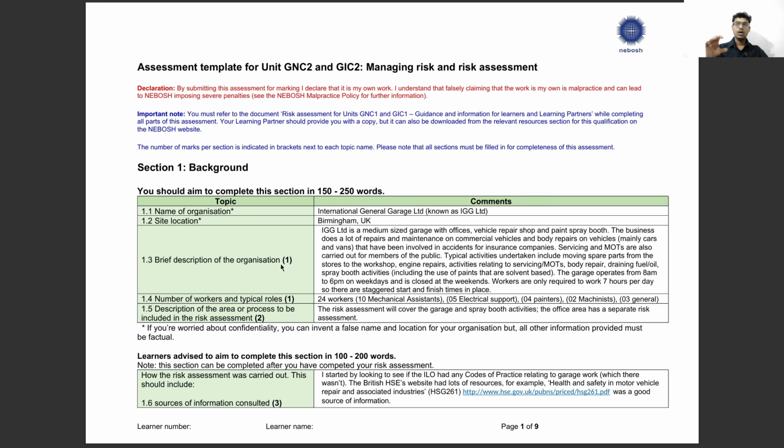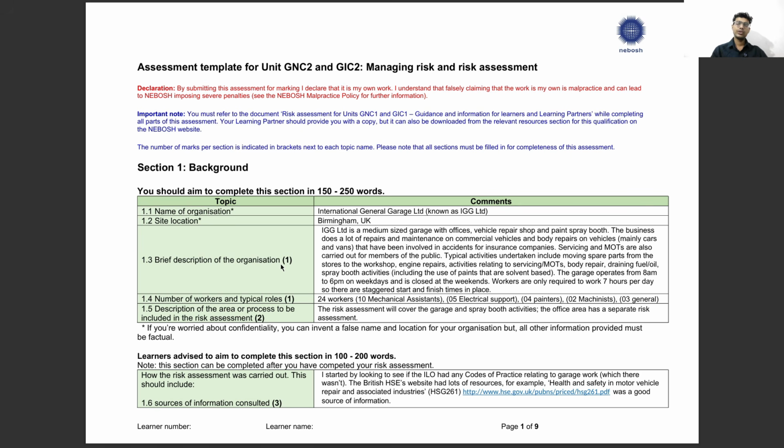So how the activity is currently going on in that particular place, you have to mention over here. So that is a brief description of the organization. Now we can understand that this is a medium sized garage, and what all activities are going on over there, so we can understand that.